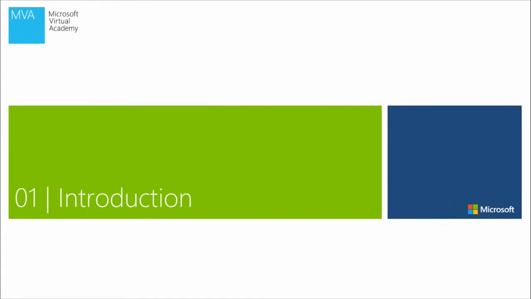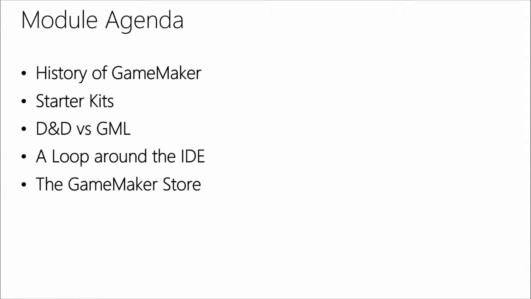So Natalie, you want to start out with the introduction, the agenda? So for Module 1, we're going to start out with a history of GameMaker, and then we'll look over the starter kits that we'll be using today and also that we've provided online. Take a look at the programming languages that you can use with GameMaker, GML, and then we'll do a little loop around the IDE and look at how the tool works. And then lastly, we'll talk about the GameMaker store.